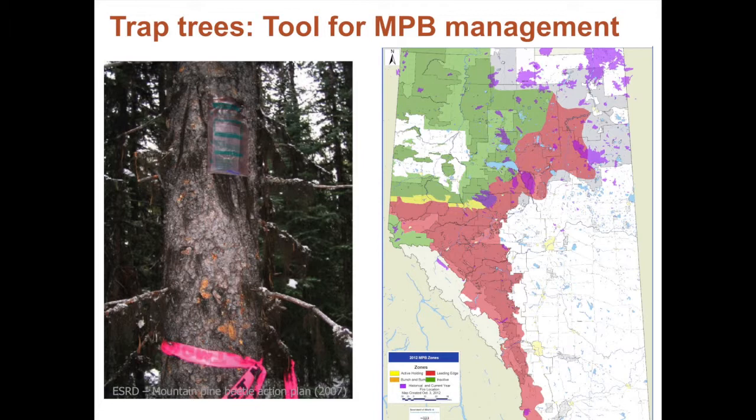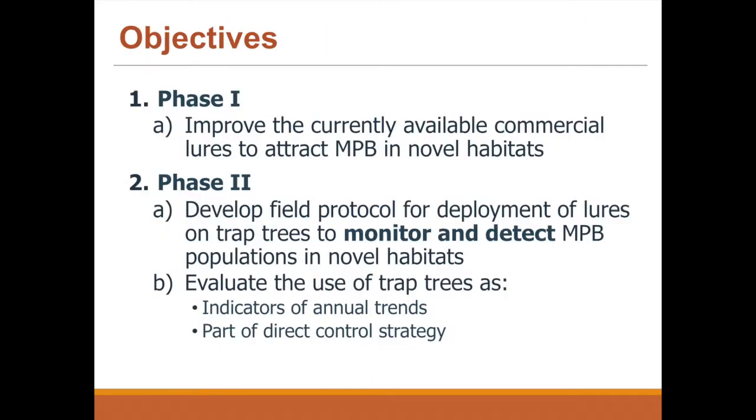Is it enough trap trees? And can these trap trees be used to concentrate beetles and prevent their spread, which means they could be used for a direct control strategy? And so that's where this project comes in. So I'll be presenting some results on this phase 1, where we looked at the formulation of these aggregation pheromones and tree volatiles to attract beetles in novel habitats.